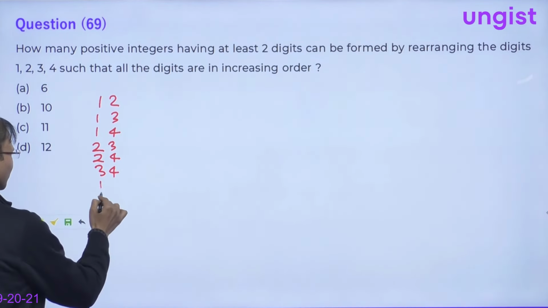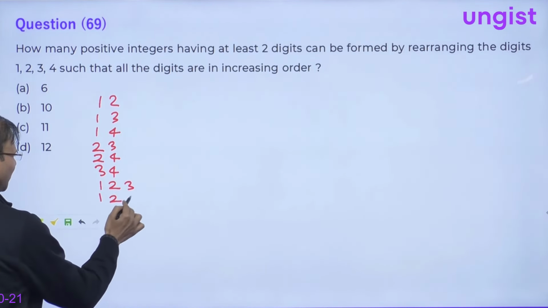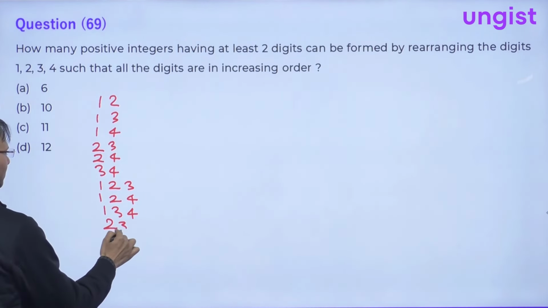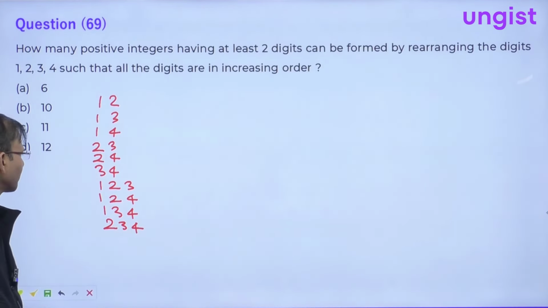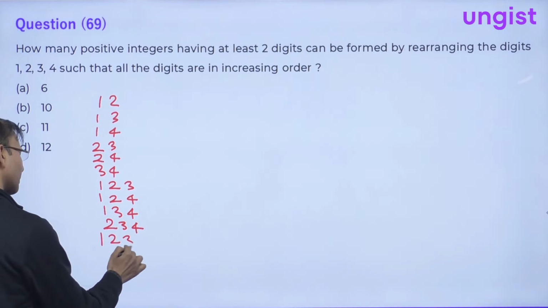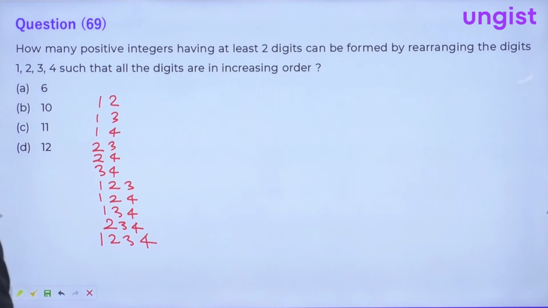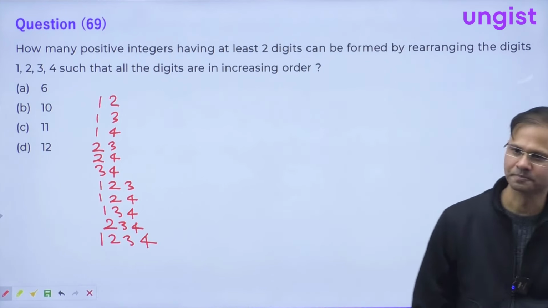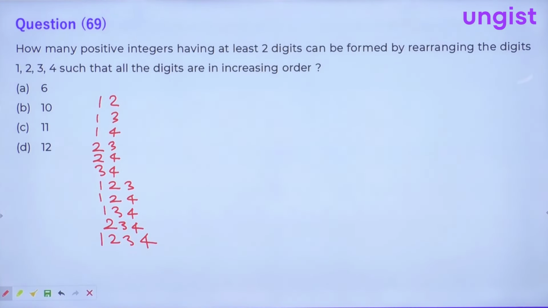Now 3 digit numbers. 1, 2, 3. 1, 2, 4. Right? And then 1, 3, 4. Then 2, 3, 4. And then 1, 2, 3, 4. कितने हो गए ये? ठीक है. How simple the question was. ये तो करना चाहिए था यार. At least 2 means 2 digit, 3 digit, 4 digit. This you need to solve in the examination. ऐसे question आ जाए तो जरूर करिए.